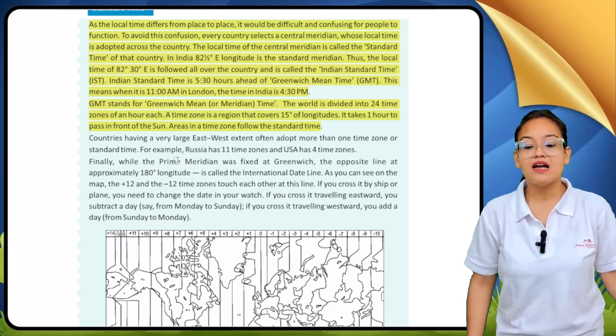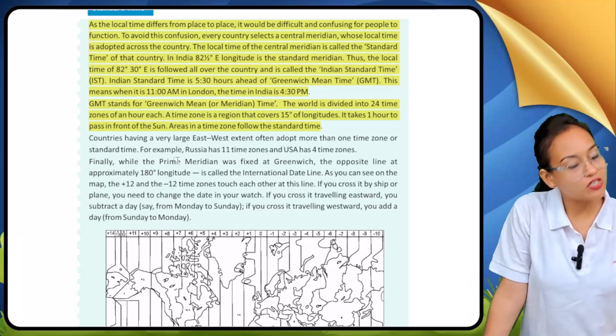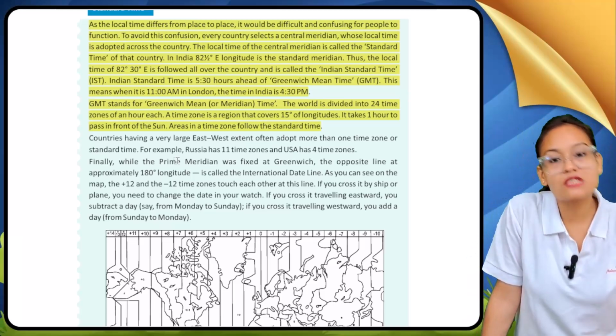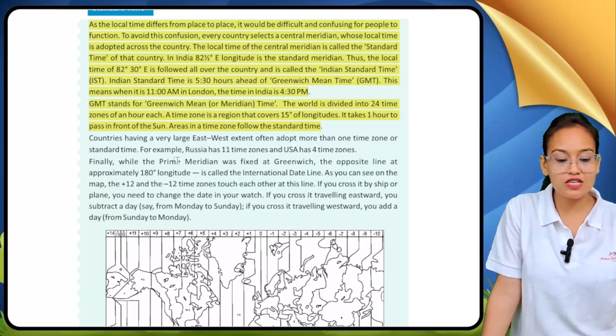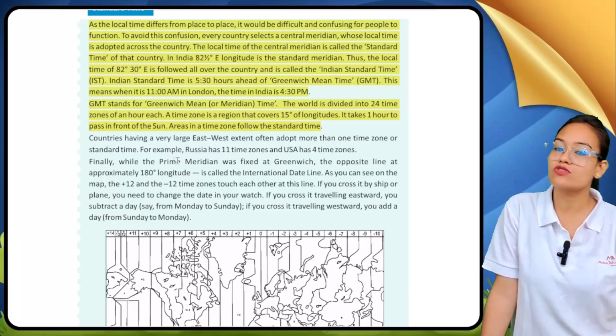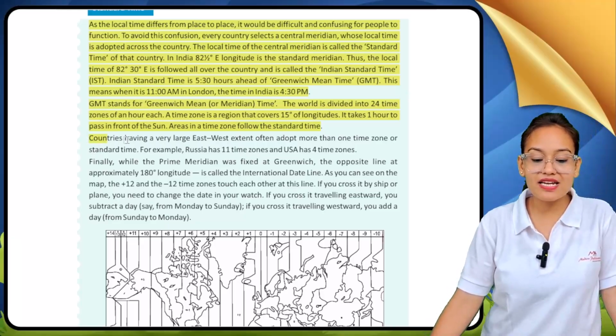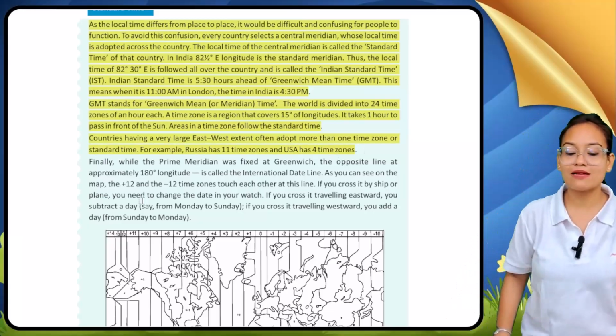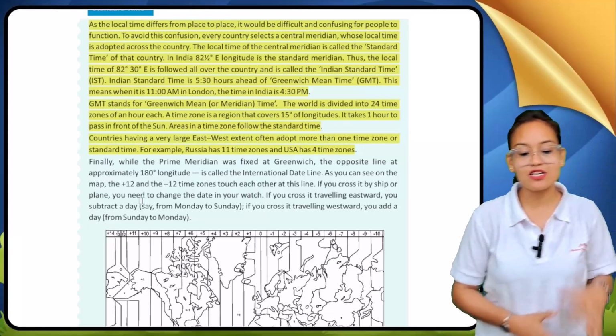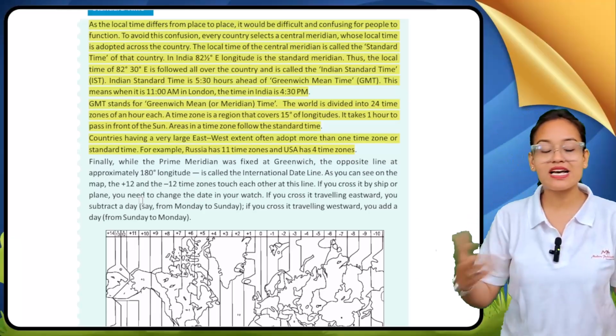It takes 1 hour to pass in front of the sun, so our earth takes 1 hour to pass in front of the sun for each zone. The area in a time zone follows the standard time. Countries having a very large east-west extent often adopt more than one time zone or standard time zone. For example, Russia has 11 time zones and USA has 4 time zones.